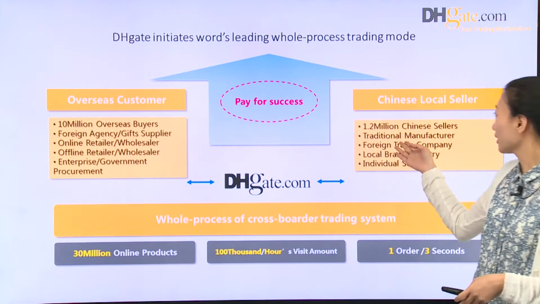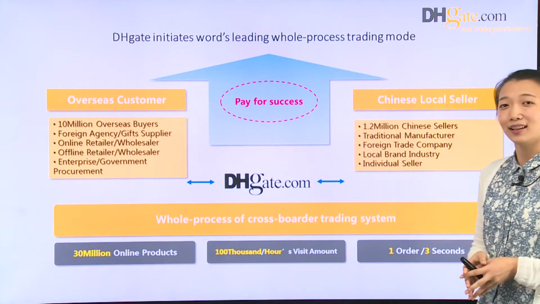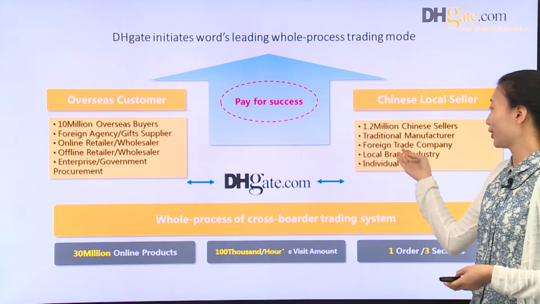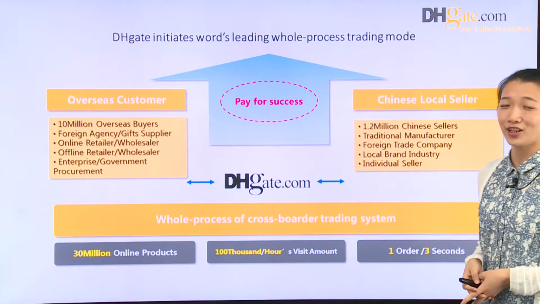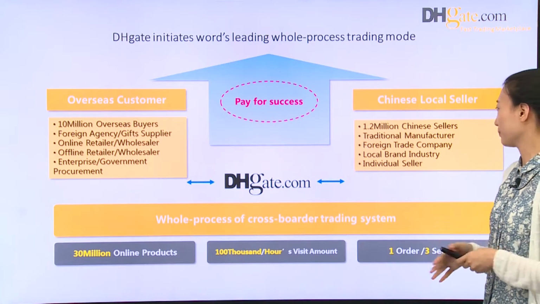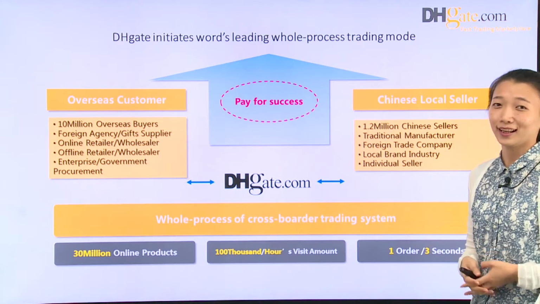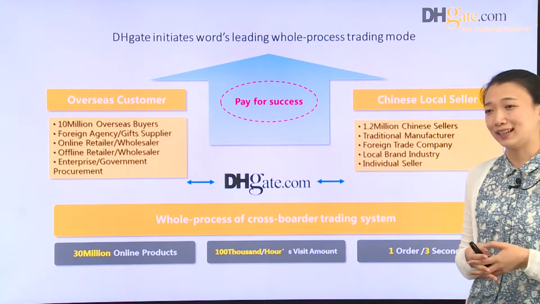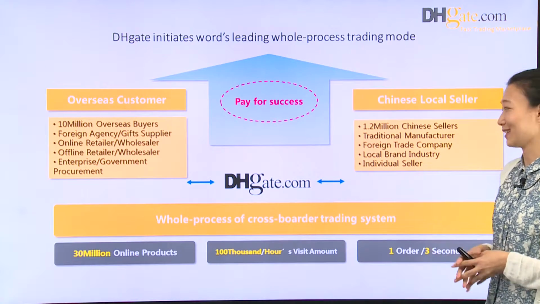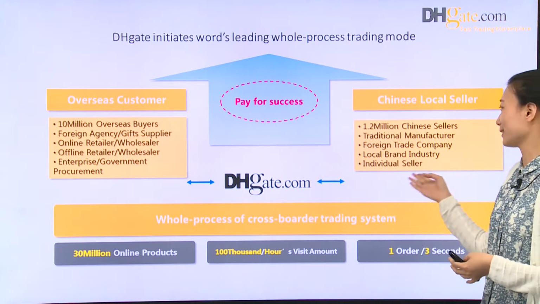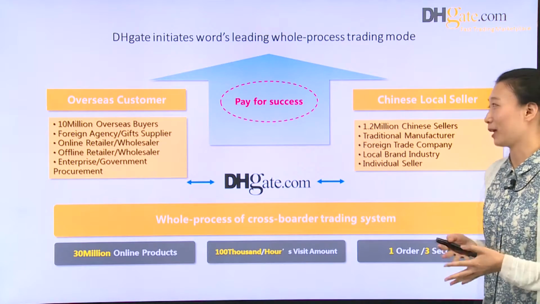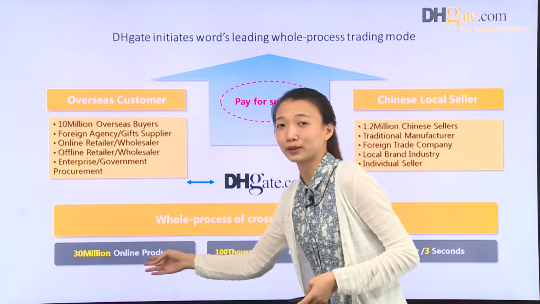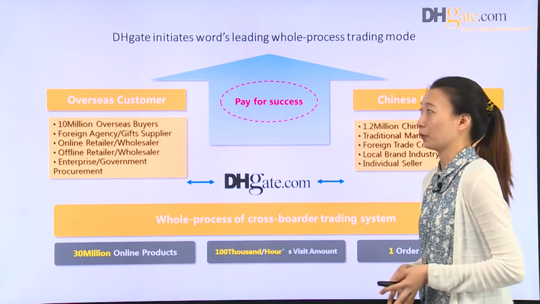They are traditional manufacturers. They have advantage in cost and resource. Foreign trade companies have advantage in integrating the resources. Local brand industry, like the cell phone brand Huawei and the sports brand Li-Ning, they have brand influences. Also, we have some individual sellers selling their goods on our platform. With these sellers' efforts, now we have 30 million online products on our platform.